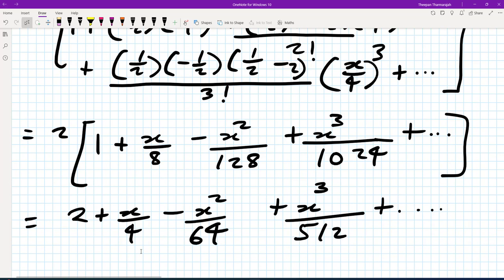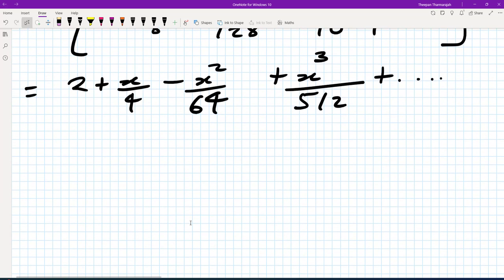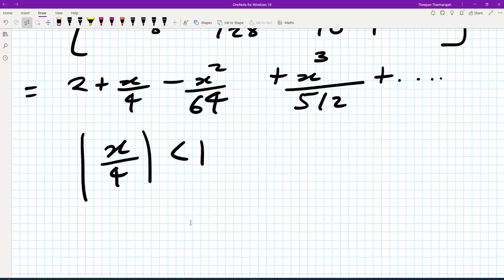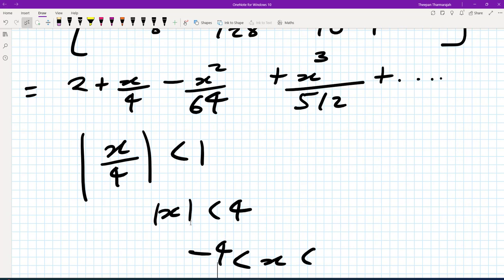So again, like in previous videos, you want to find what the expansion is valid for. So don't forget it's x over 4. So we say mod x over 4 is less than 1. We could write that as mod x times both sides by 4 is less than 4. So in full form, we can say x is greater than minus 4, but less than 4.